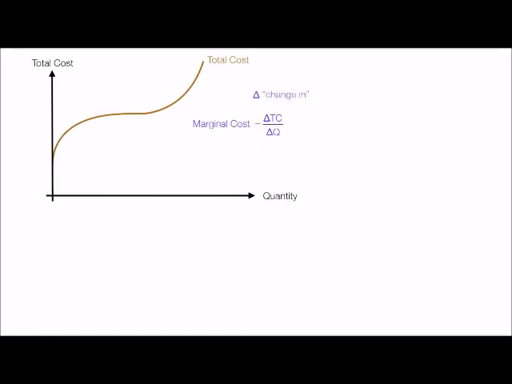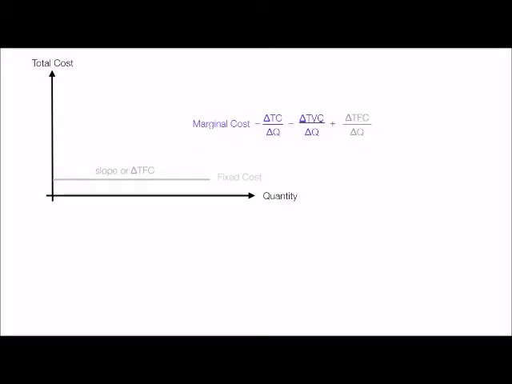That little triangle is Greek delta, meaning change in. This is also equal to the change in total variable cost divided by the change in quantity, plus the change in total fixed cost divided by the change in quantity. But the change in fixed cost is actually 0. The slope, or the change in total fixed cost, is 0 regardless of the quantity. It's fixed. So really, the change in total cost is equal to the change in total variable cost.